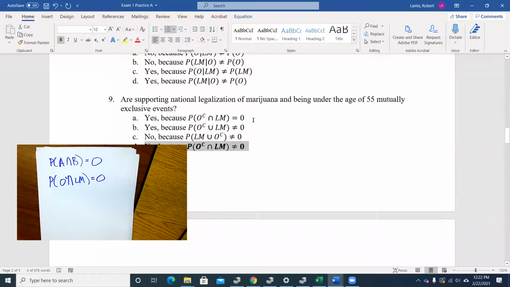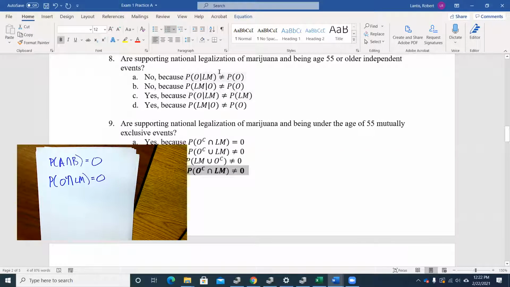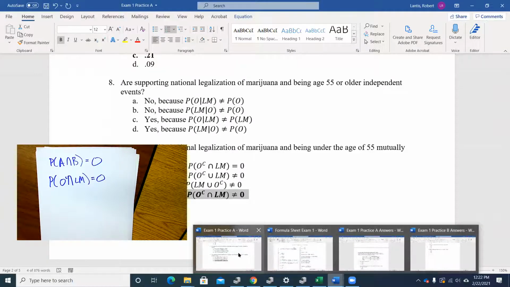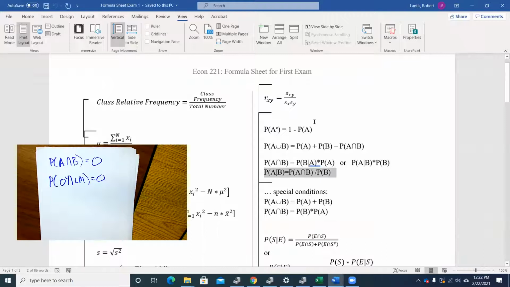All right. So this one's a little bit more difficult, right? So let's think about independence, okay? If supporting the national legalization of marijuana and being 55 or older are independent events. So we're thinking about event O and event LM here, right? Being over 55 and wanting marijuana legalized. So the only time that two events are not mutually exclusive, independent.